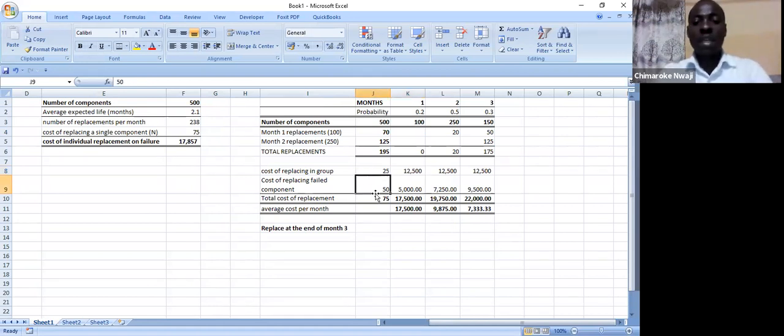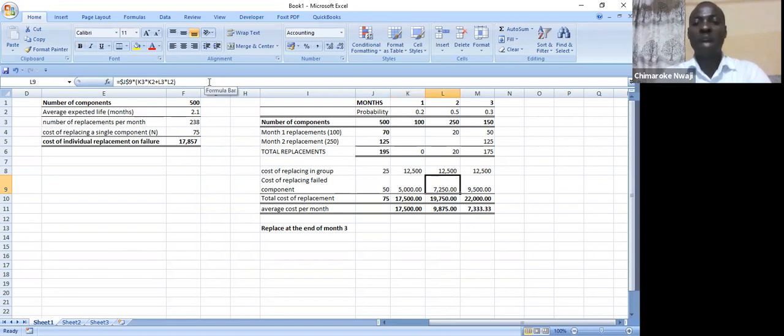Now, if there is a failed component, the cost is 50 naira to replace it. Now, in month 1, how many components failed? What failed here is 100 components in month 1. And so you multiply 50 by 100, and that gives me 5,000.